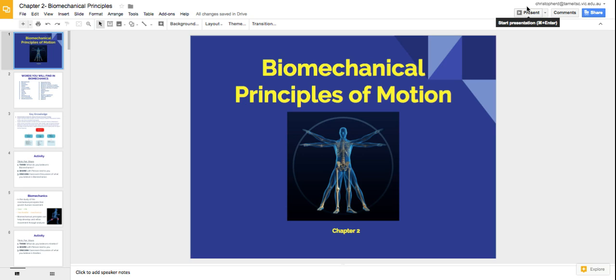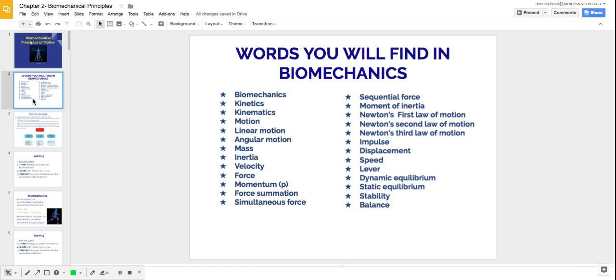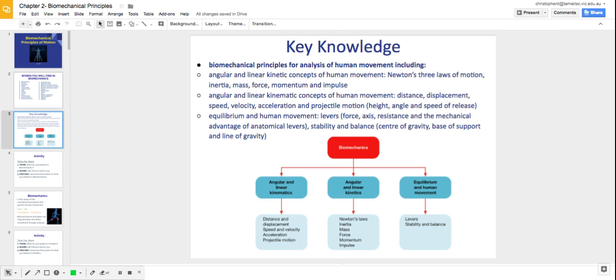All right, welcome to Chapter 2, Biomechanical Principles of Motion. Throughout you'll see a whole heap of different words here, and by the end of this chapter you should be able to understand and be able to explain all of these concepts. You need to take notice of the key knowledge and then therefore the key skills because they're relevant to your assessment. So make sure you take the time to have a look through and read this. Also, what I've put in here is just a breakdown of that and what we'll be covering in this chapter.